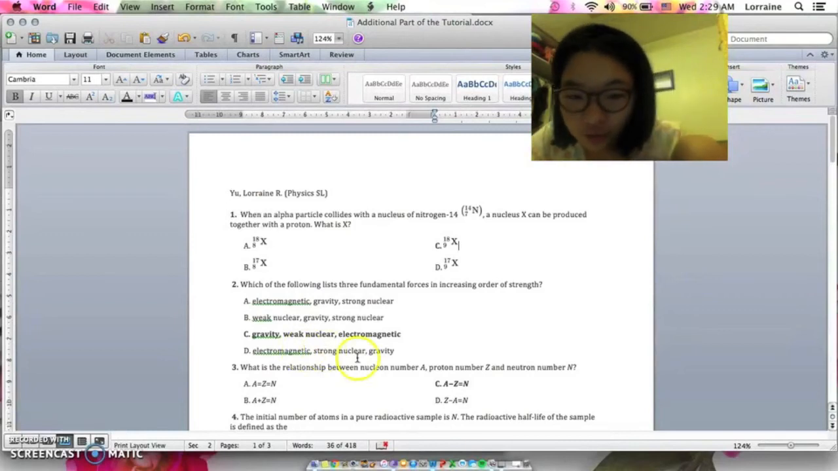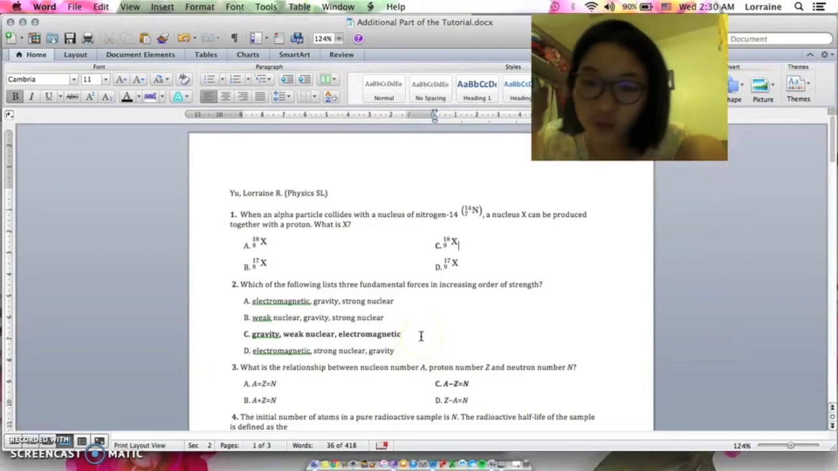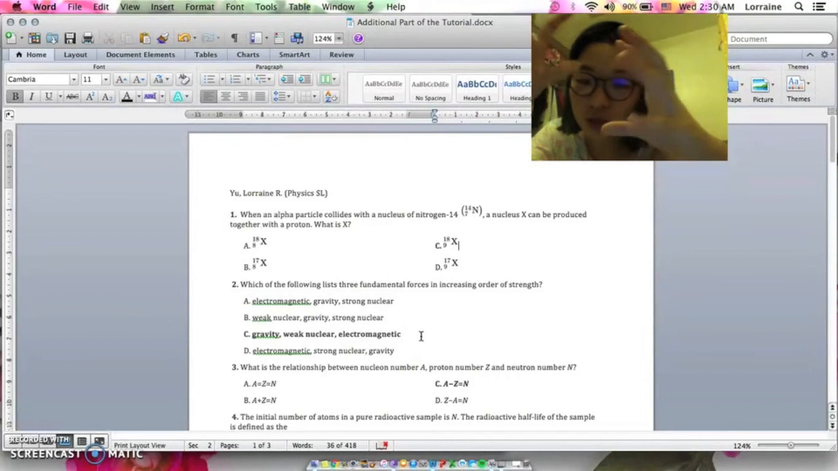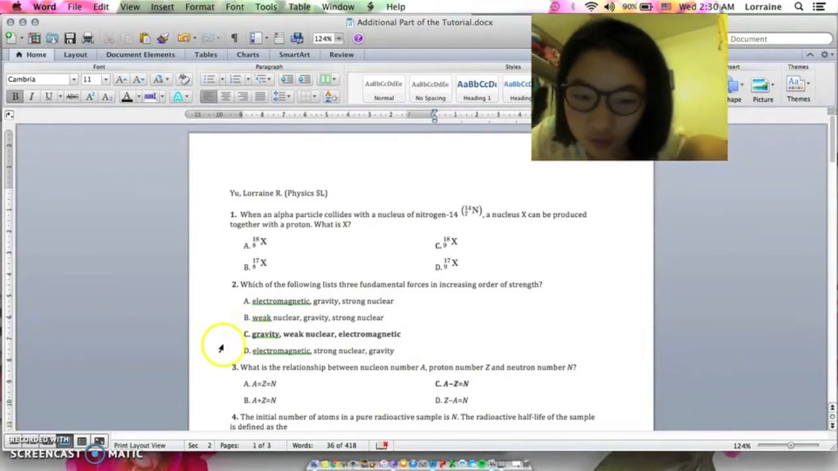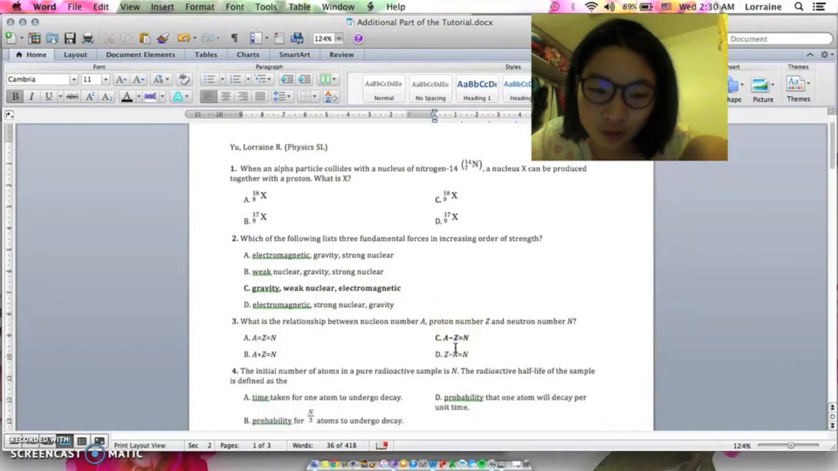Next is the electromagnetic force, which is a type of interaction or force that involves electrically charged particles. So that's why my answer is letter C. Electromagnetic force is stronger than gravity and weak nuclear, so that's why my answer is letter C.